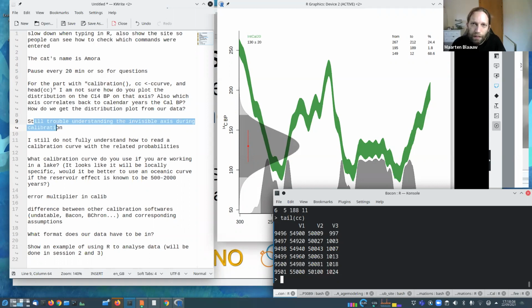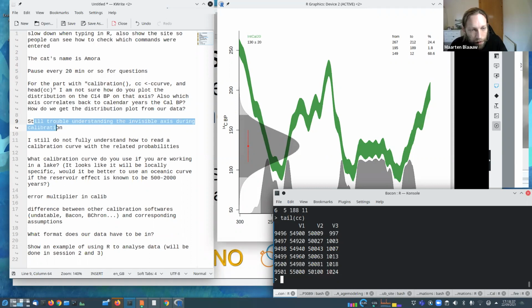But if you are worried about it, you could make your own calibration curve. You could make a curve which is smoother than IntCal, and then use it as a tailor-made calibration curve and calibrate your data with that, or even use that in age modeling software. But that would also require quite a bit of explanation. I'm not so sure if that's worth it, but it might be for your case study. Okay.